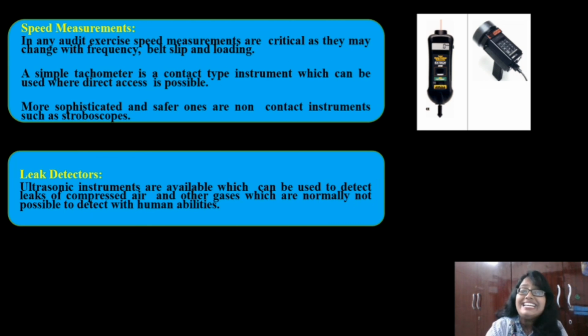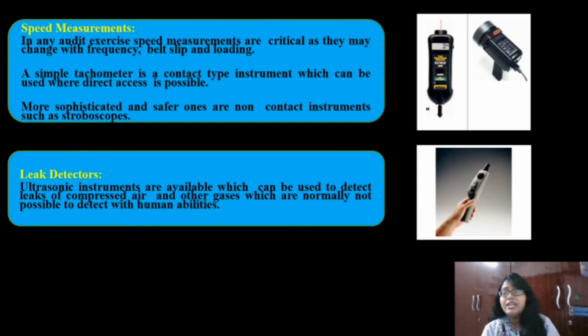Then you have leak detectors. So leak detectors are what? The ultrasonic instruments that are available, which can be used to detect the leaks of compressed air or other gases, which could not be normally done, okay, with human ability. So this is a proper sensor, okay, which detects the leaks.